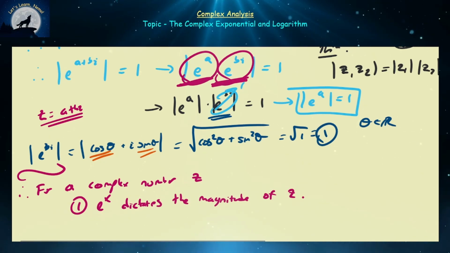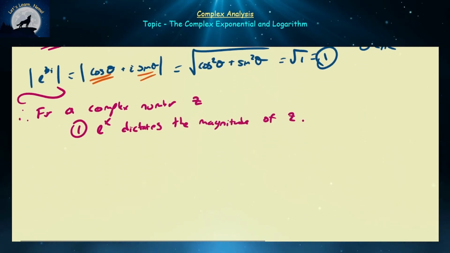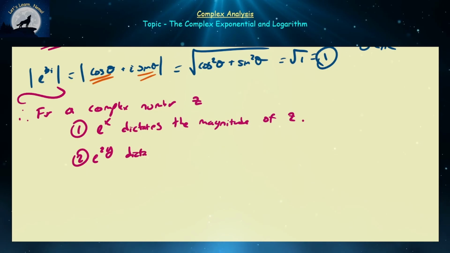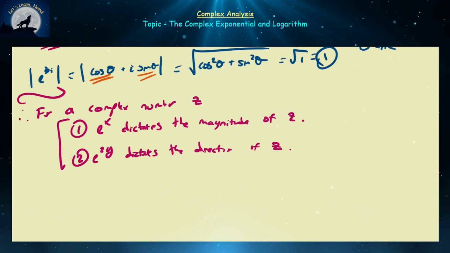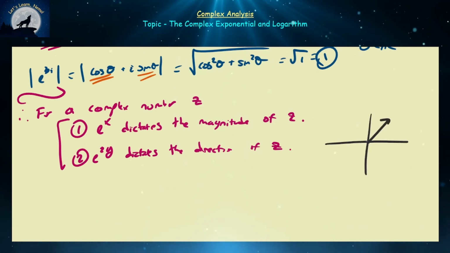And then, well, what about this e to the y term? So the e to the iy term actually is going to dictate the direction of z. Because keep in mind, from the geometric perspective of complex numbers, we have the norm of the particular complex number, and we also have the direction, which can be represented in terms of its argument. So we have e to the x dictating its magnitude, and e to the iy dictating the direction of that particular number z.